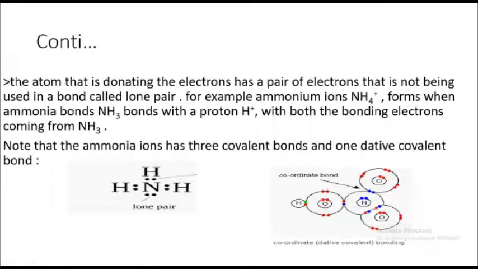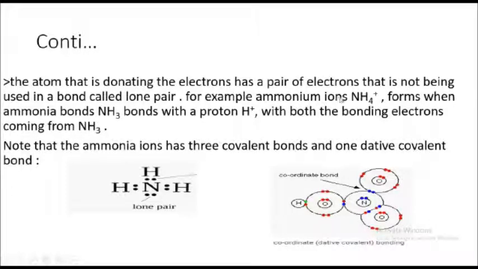And here we are going to specify what we call lone pairs and coordinate bonds. So what is a coordinate bond? The atom that donates electrons has a pair of electrons to share to become a full outer shell, and that pair is not already being used in a bond. It is called a lone pair. A lone pair is a pair of electrons that does not take part in the reaction or the covalent bond of the combined elements.